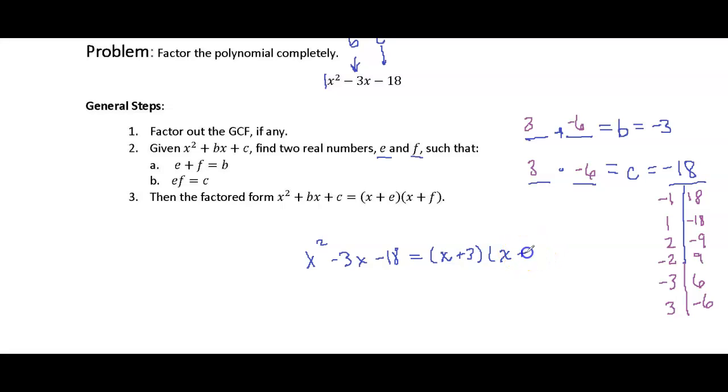So this would be x plus negative 6, but we can go ahead and simply write that as x plus 3 times x minus 6. And that is a factored form of our polynomial. Remember, you can always check your factored form by multiplying your result back out. That is all.